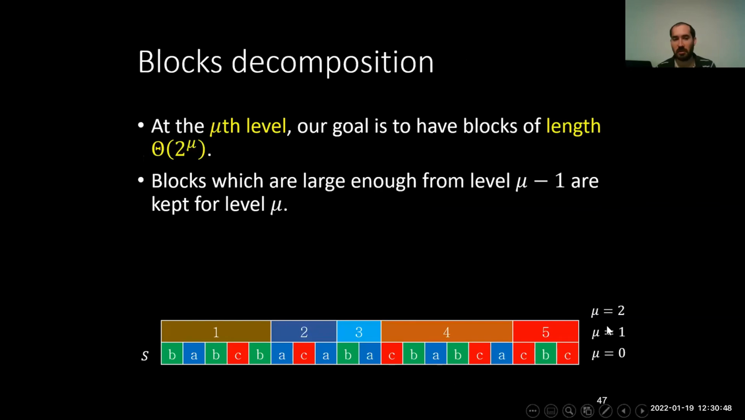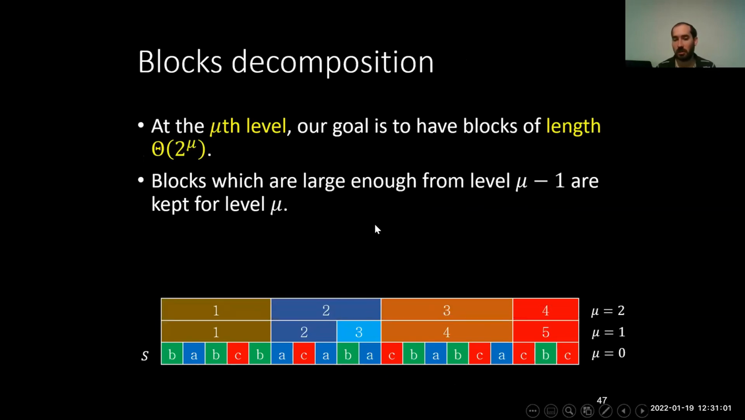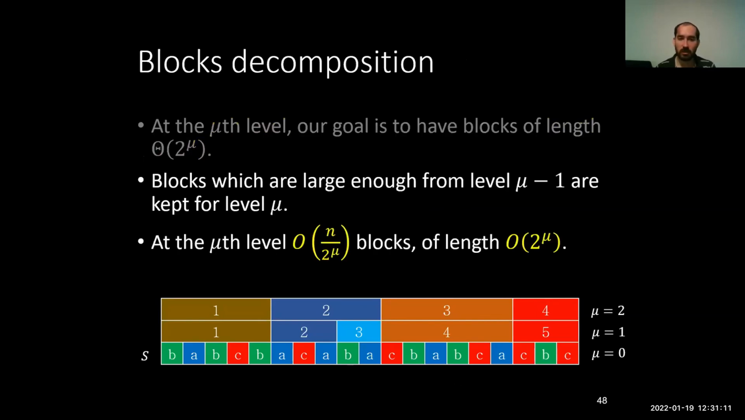So what we suggest is that at any level, our goal is to have blocks of length 2 to the mu. And if we get a block which is already of size above 2 to the mu, then we don't have to change it. We can keep it as it was in the previous level. And we actually get that not all the blocks are of the same size. It could be the case that there is a block which is really small, but the number of blocks is bounded by n over 2 to the mu, and the maximum size is order 2 to the mu. You can think about it as the average size of a block and the maximum size of a block being roughly the same, up to some constant factor.